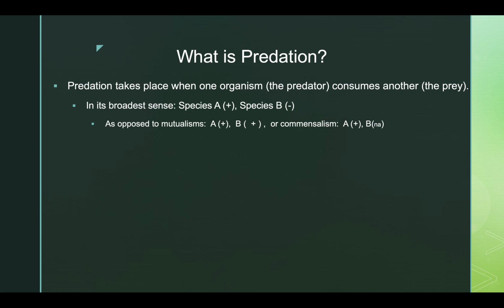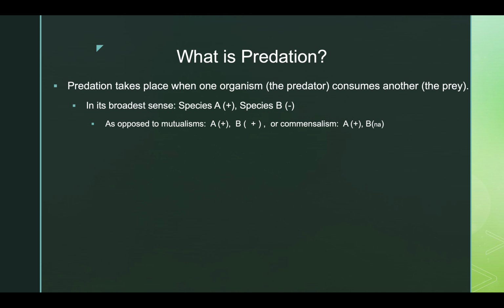But to think about predation, the definition is when one organism consumes another organism, and the one doing the eating is the predator, and the one being eaten is the prey. So to think about this in terms of the pros and cons of species interactions, predation is when one species benefits and the other species loses. The predator benefits, and obviously the prey, the one that's getting eaten, is losing.